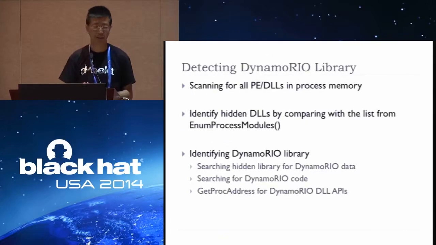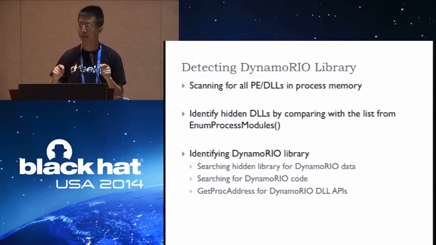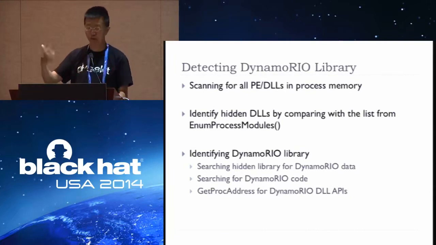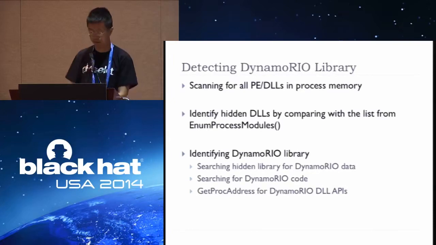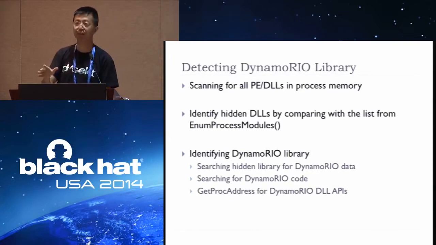And in fact, what happened is that DynamoRIO hid the library, but if you try to brute force search all the PE headers in the process, and then compare what you got with the list from the new process module, and you check the list, if it doesn't match, there's a hidden DLL. And if you also search for some fingerprint in there, you might also be able to expose it. Okay, those are some examples that I showed, and most of them are easy to fix.